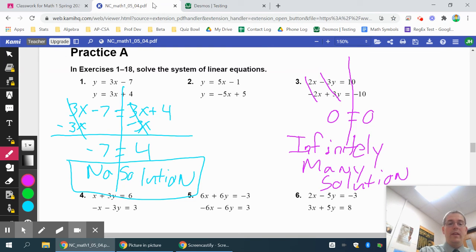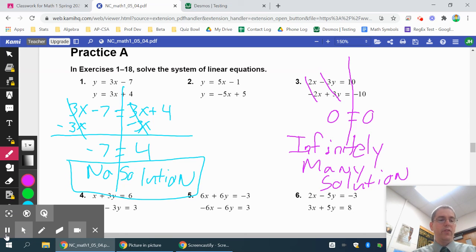But algebraically, if the variables cancel out and it's a false statement, it's no solution. If the variables cancel out and it's a true statement, often but not always, it'll be 0 equals 0. That's infinitely many solutions. Hopefully this will help you get a good start on this assignment.